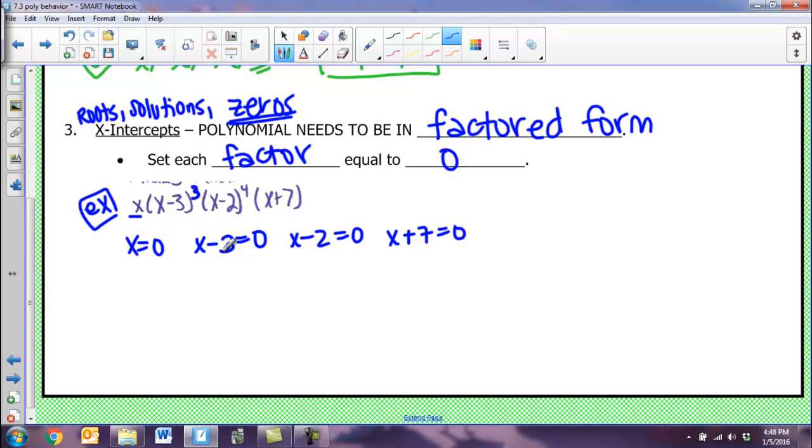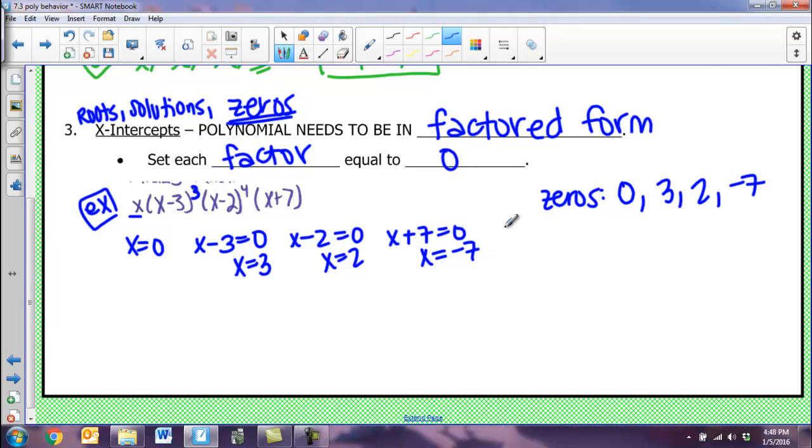And then you just solve them for x. So that one's already solved. If you wanted to go off to the side and list all my zeros: one of my zeros is 0. Another is, if I add 3 to both sides, 3. This one gets me positive 2 if I add 2 to both sides, and this one is going to get me negative 7. And so those are all the zeros of that polynomial.